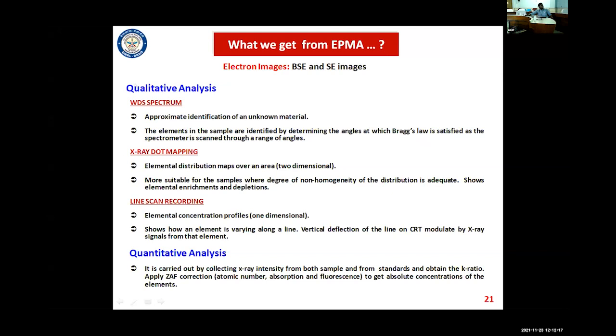These are all part of the qualitative analysis, and quantitative analysis we can also determine. It is carried out by collecting X-ray intensity from both the sample and from standards, obtaining the K ratio, and applying what is called the ZAF correction, which covers the atomic number contrast, absorption contrast, and the fluorescence contrast corrections, to get the absolute concentration of the elements.